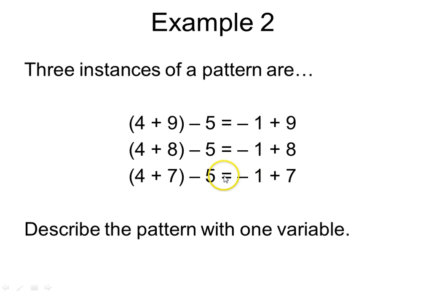So if we're going to describe the pattern with a variable, we can leave the 4s, we can leave the minus 5s, we can leave the minus 1s, and we want to change the 9, 8, 7 to a variable because that's what's changing. So the pattern would look like 4 plus x minus 5 equals negative 1 plus x. And we can keep the x and x because it's 9 and 9, 8 and 8. In each of these instances, these two things are exactly the same, which is why we have x and x.